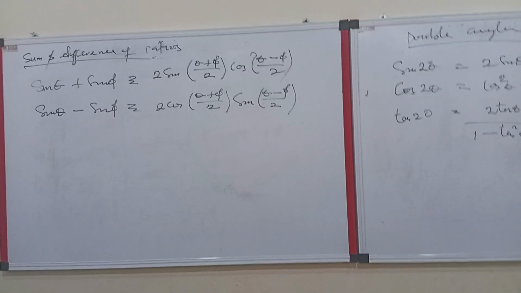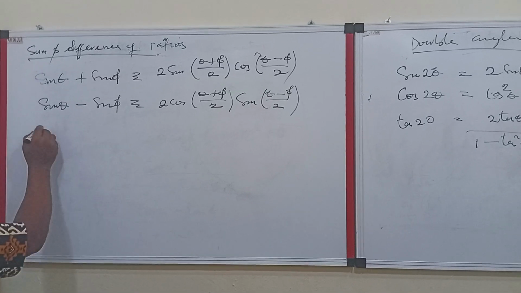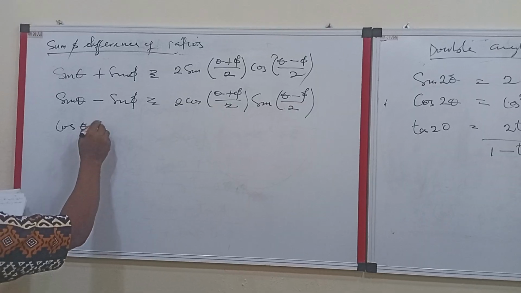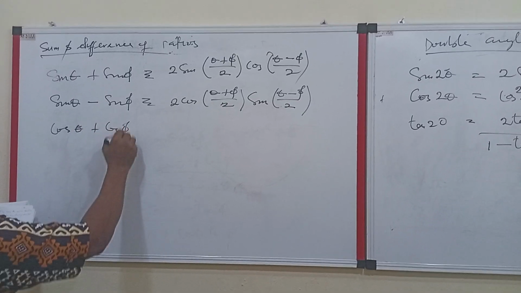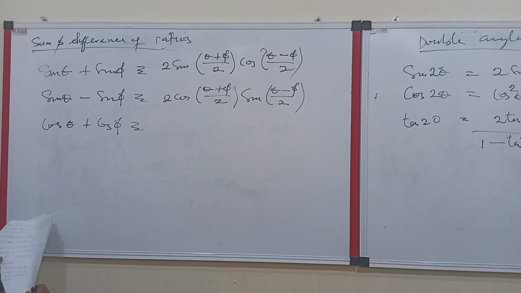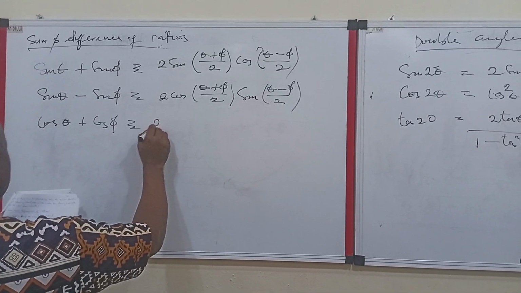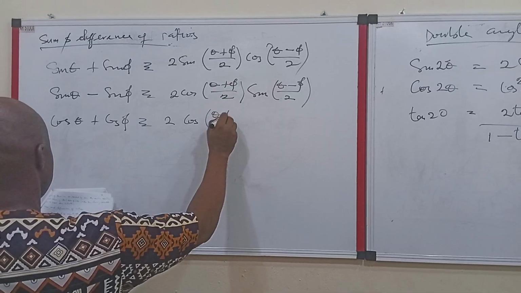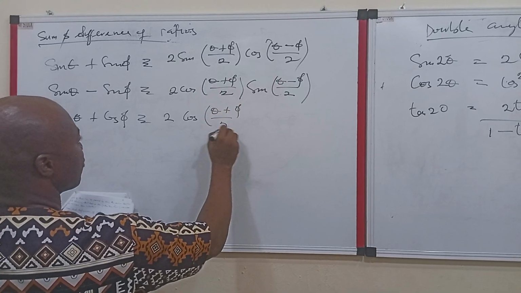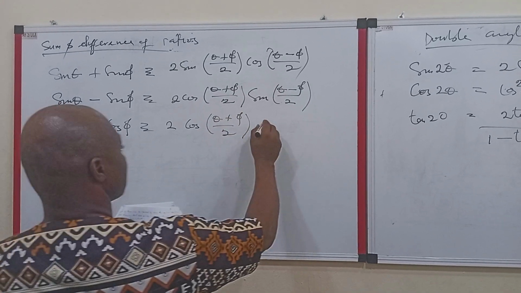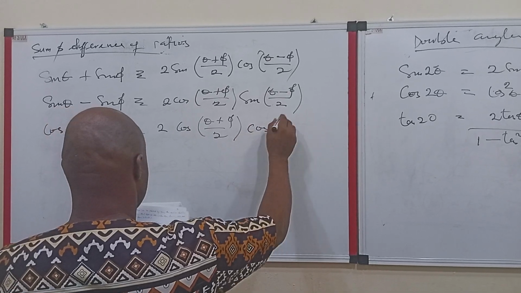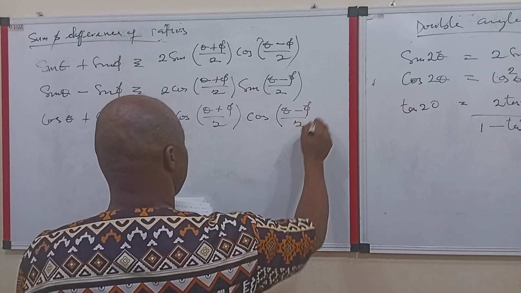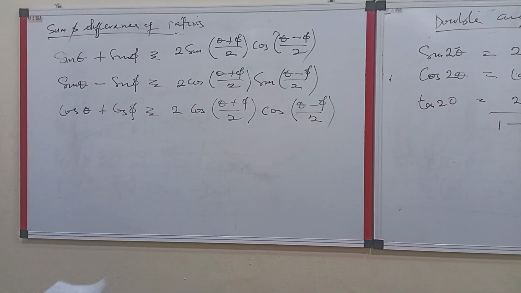That's what we have. Then if you come to that of cos theta plus cos phi, this we have as 2 cos (theta plus phi) all over 2, cos (theta minus phi) all over 2.